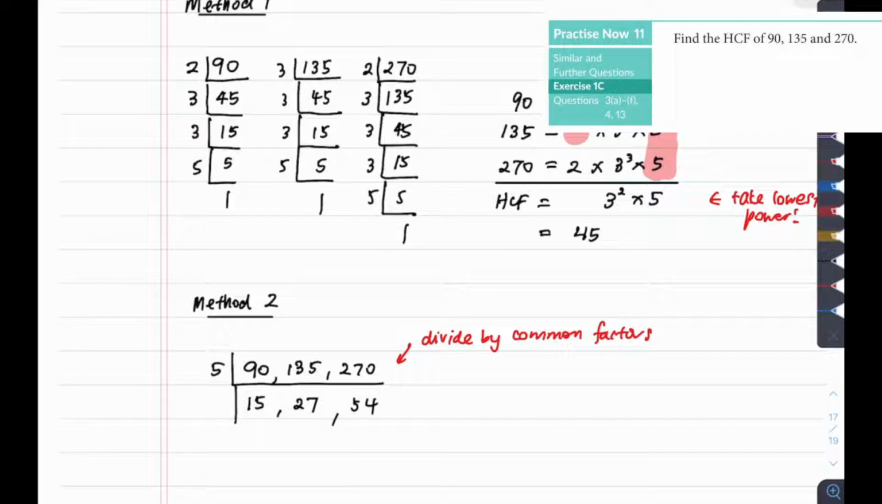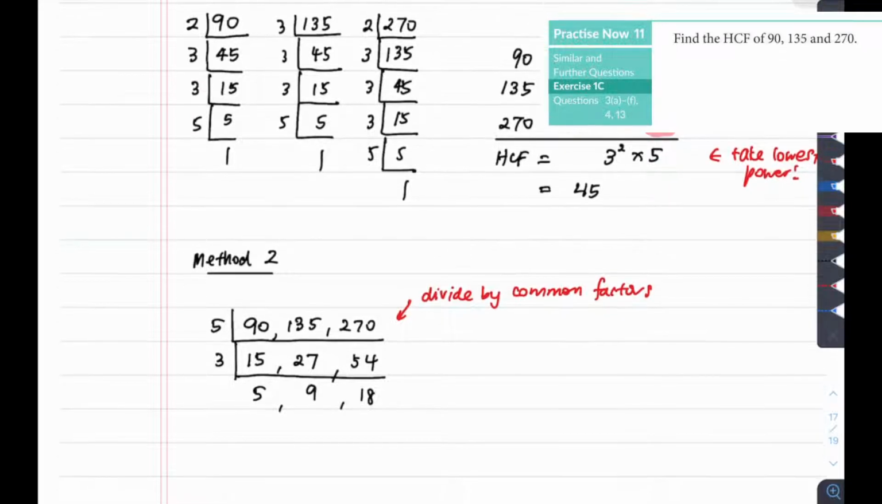Okay, and then let's divide this further. Let's divide this by 3. So we have 15 divided by 3 is 5. 27 divided by 3 is 9. 54 divided by 3 is 18. Let's divide this further. Oh, sorry, 90 divided by 5 is 18. My apologies. And 18 divided by 3 will be 6.